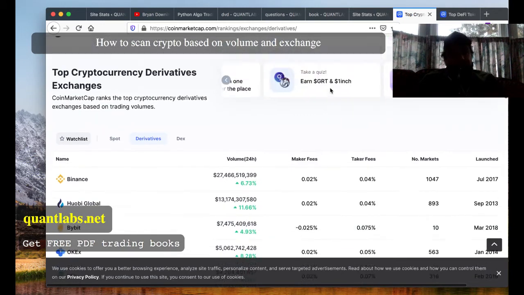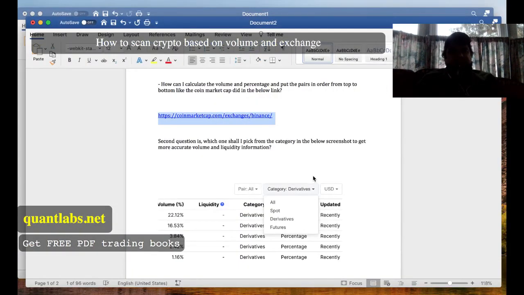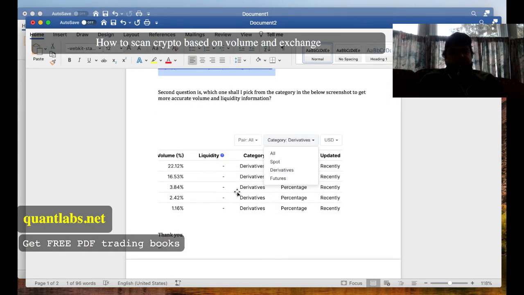So there's that. Now, that's a long-winded answer, I must add. Now, he's mentioned about scanning and picking the right coins. So we have the volume up.